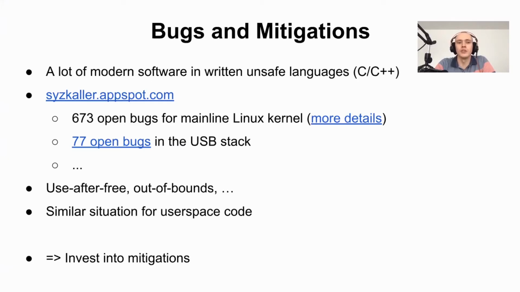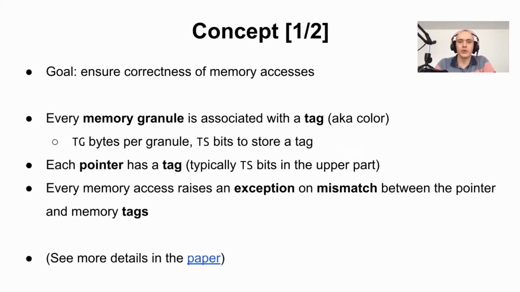One of the links that I have here is a link to our Syzbot dashboard. Syzbot is an automation on top of Syzkaller that essentially fuzzes the Linux kernel in the cloud. Currently we have almost 700 open bugs in the mainline Linux kernel, and the situation is not getting better in time. Memory tagging can be used as a security mitigation, and right now, let me explain the concept.